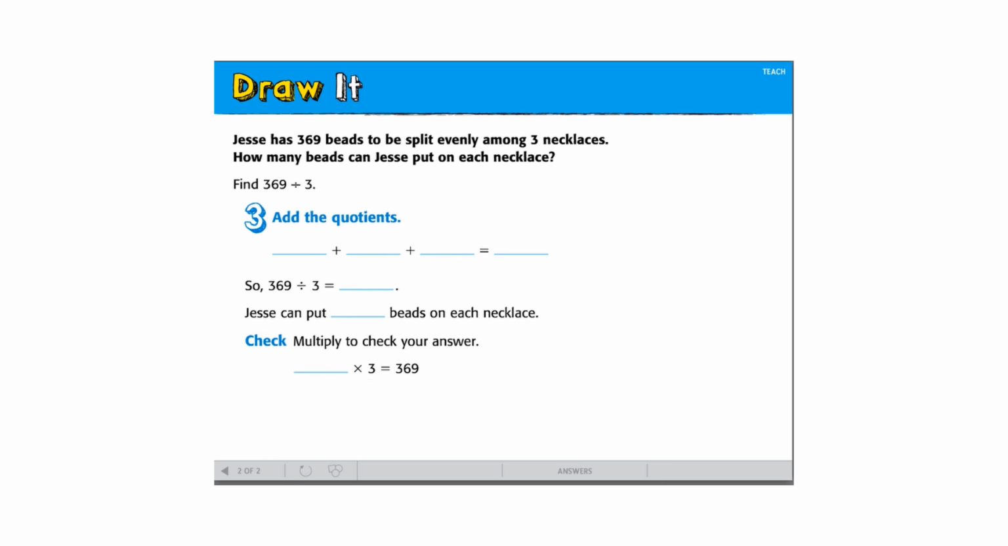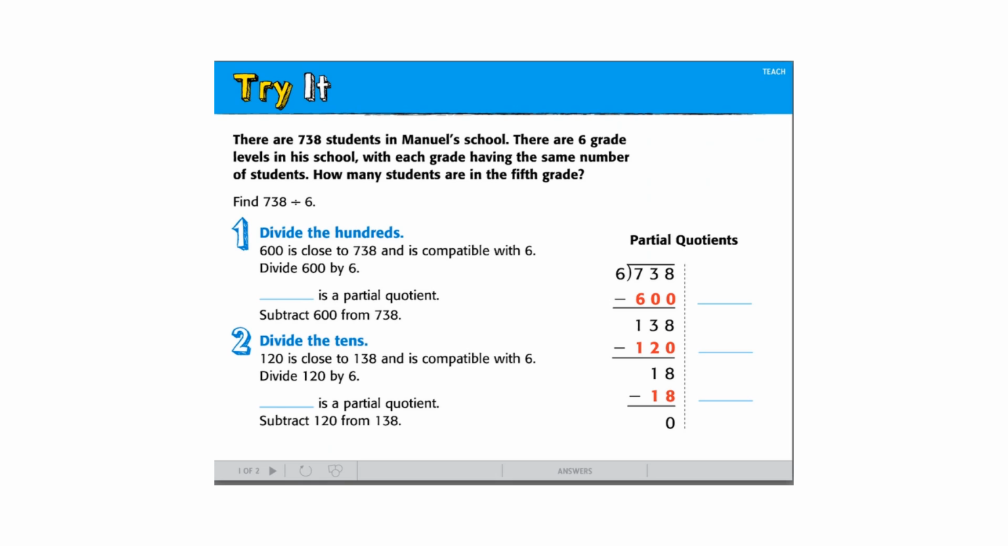All right, let's look at example number 2. Example number 2 is using partial quotients. So look at this example as we fill it in. There are 738 students in Manuel's school. There are 6 grade levels in his school. If each grade has the same number of students, how many students are in the 5th grade? So you're doing 6 divided into 738 because each grade has the same number of students.